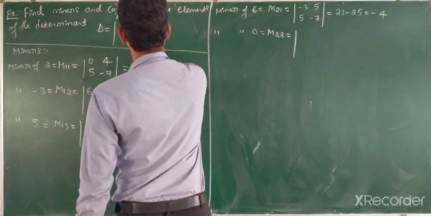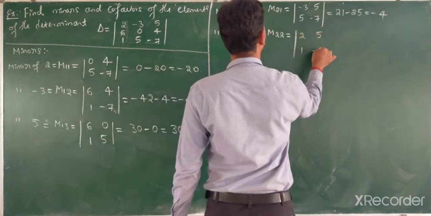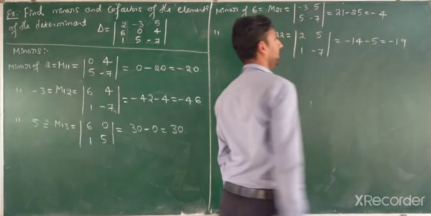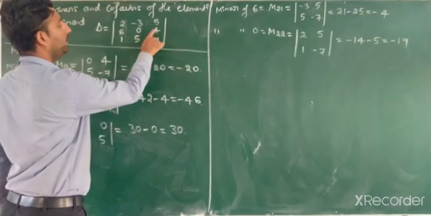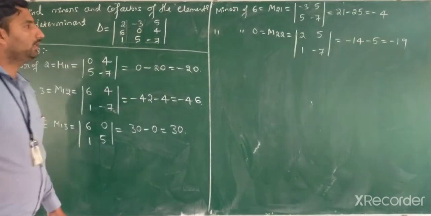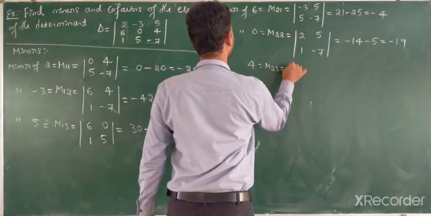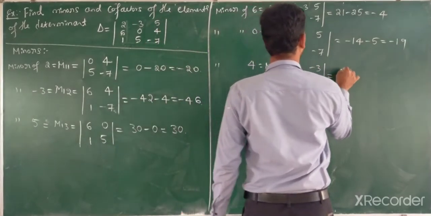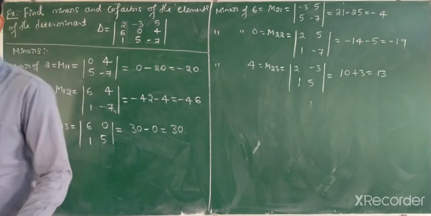This row and column we have to eliminate, leaving 2 5, 1 minus 7, which is minus 14 minus 5, which is minus 19. Correct? Minor of 0. Minus 7, 2 5 1 minus 7. After that, minor of 4, M23: 2 minus 3, 1 5, which is equal to 10 plus 3, which is 13. 10 plus 3 becomes 13.